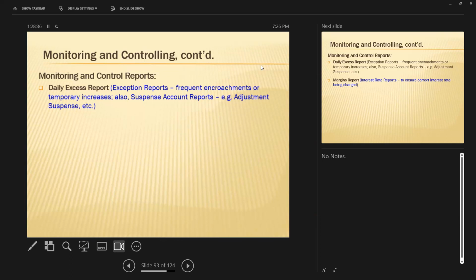Okay, there are also suspense account reports, such as adjustment suspense accounts. So what happens is if you have, for example, some money came in for a customer, but it doesn't have the correct account number on it. One or two of the digits are off. And so you put it to a suspense account until you are able to locate the customer.